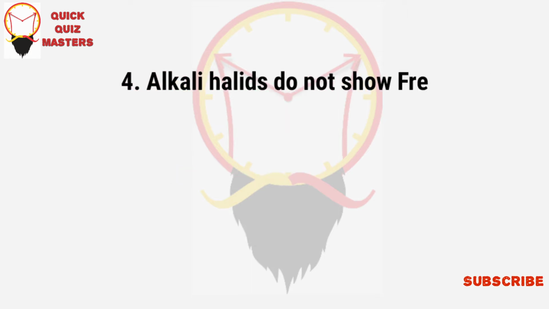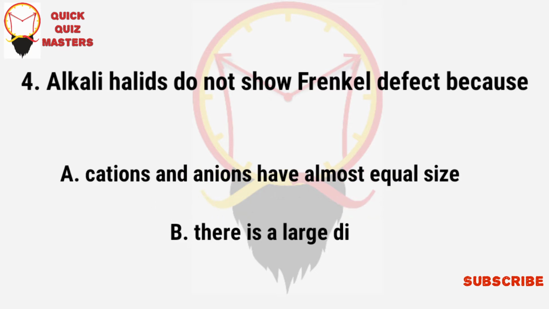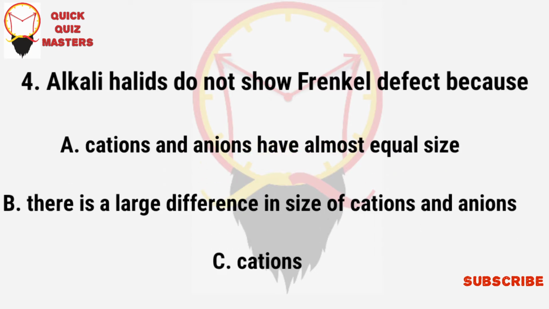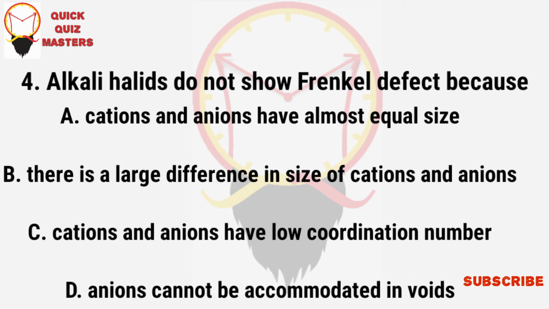Alkali halides do not show Frenkel defect because cations and anions have almost equal size. There is a large difference in size of cations and anions. Cations and anions have low coordination number. Anions cannot be accumulated in voids.